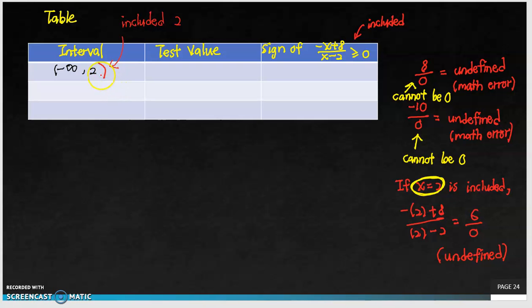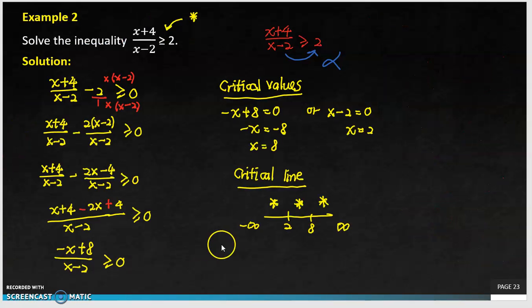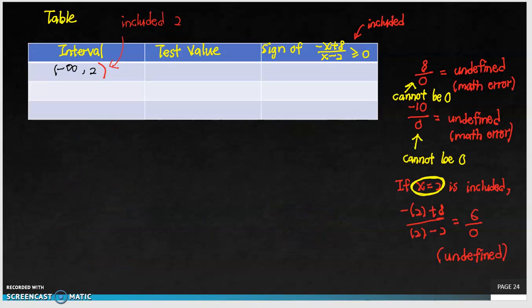The second interval is from 2 until 8. Again, 2 cannot be included, but 8 can be included, because only the denominator cannot be 0. And then finally, 8 until infinity. So be careful when the question is included: for the denominator, the value cannot be included because it will become undefined. In this question it is 2. If 2 is included, the inequality will become undefined, so I have to change to a round bracket.